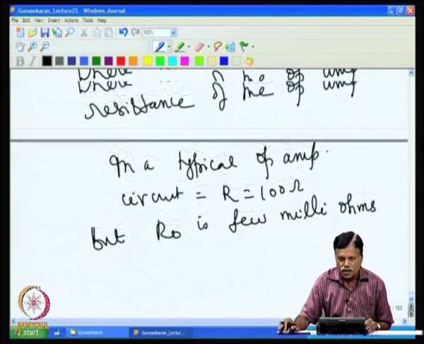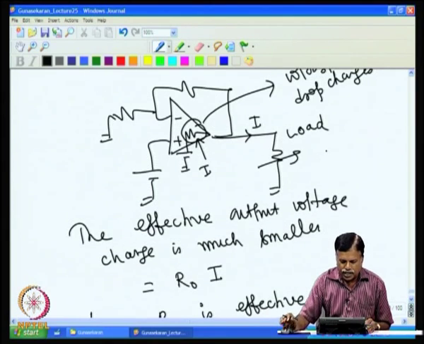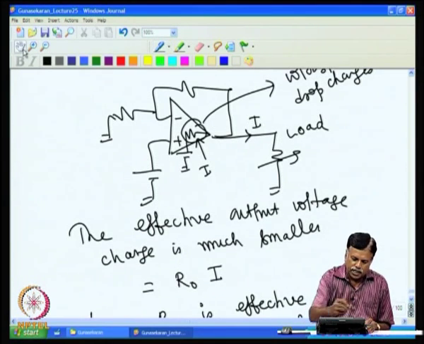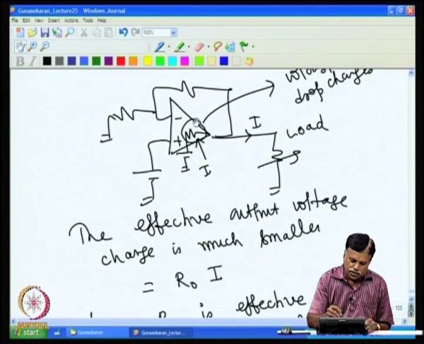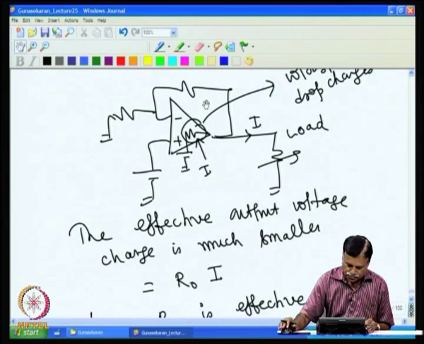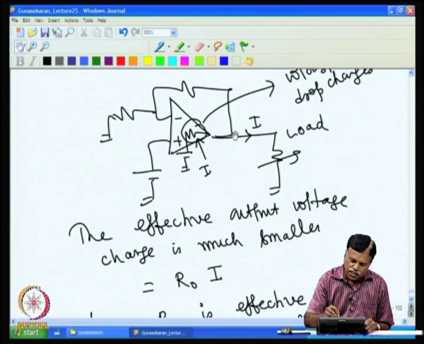the output current. Then if I is the output current, I can find out what is the voltage drop here, that would be R into I. But then we know that this voltage change here is not R into I, because if that much change occurs, then that will change this voltage and immediately this will be increased, and again this will try to come back to the original value.